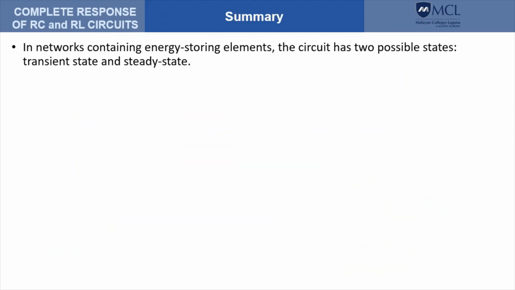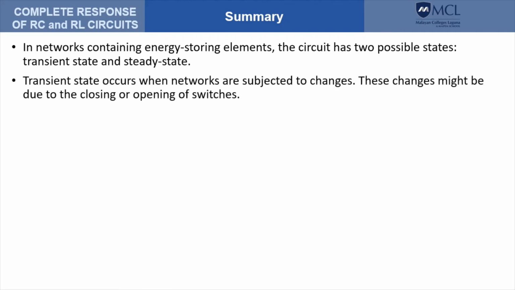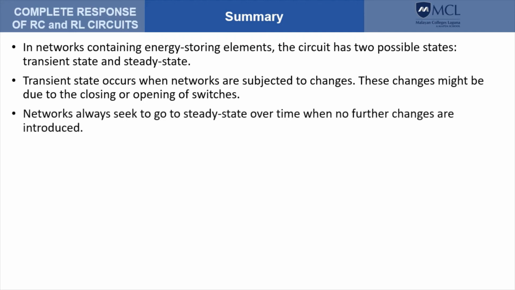So in this video, we showed that there are two possible states for a network that contains energy storing elements. These are the transient state and the steady state. Transient state occurs when networks are subjected to changes. These changes could be the closing or opening of the switches. Networks always go to steady state over time when no further changes are introduced to that network.